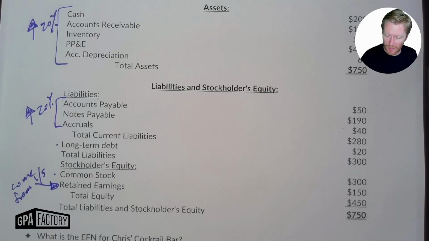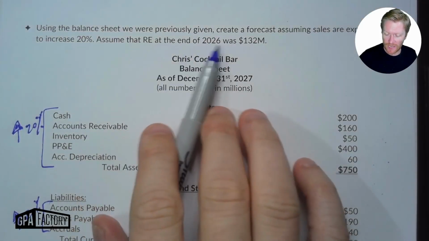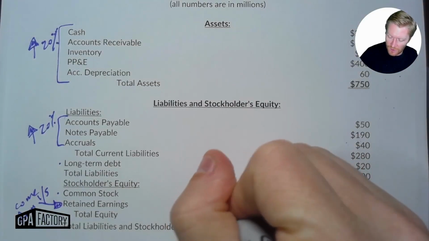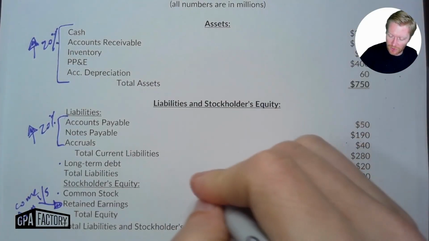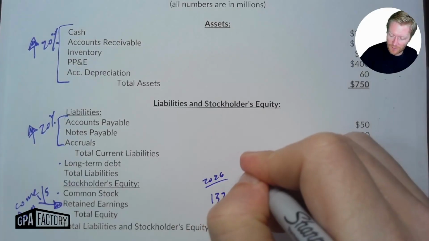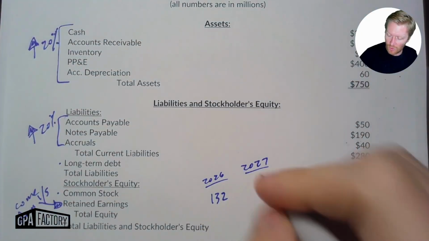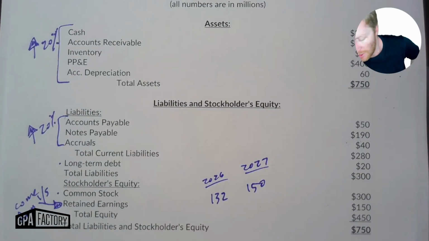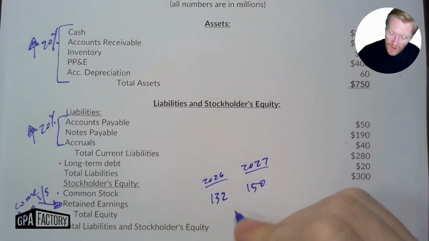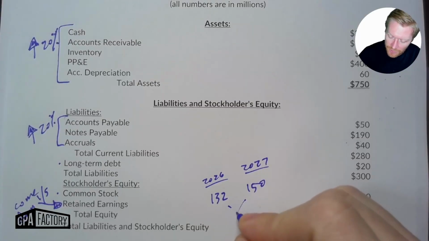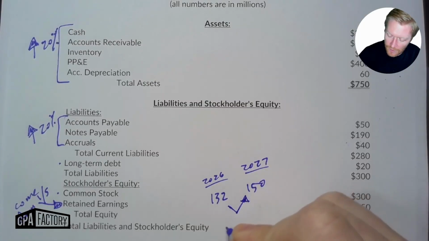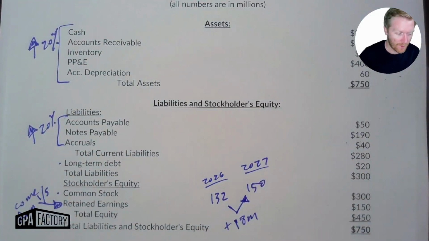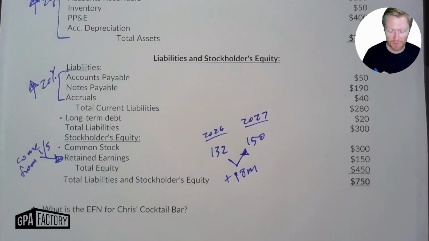So here we have this information. It says the retained earnings at the end of 2026 was 132 million. We know at the end of 2027 was 150. And so we have some addition to retained earnings here of 18 million. Okay, addition to retained earnings of 18 million.